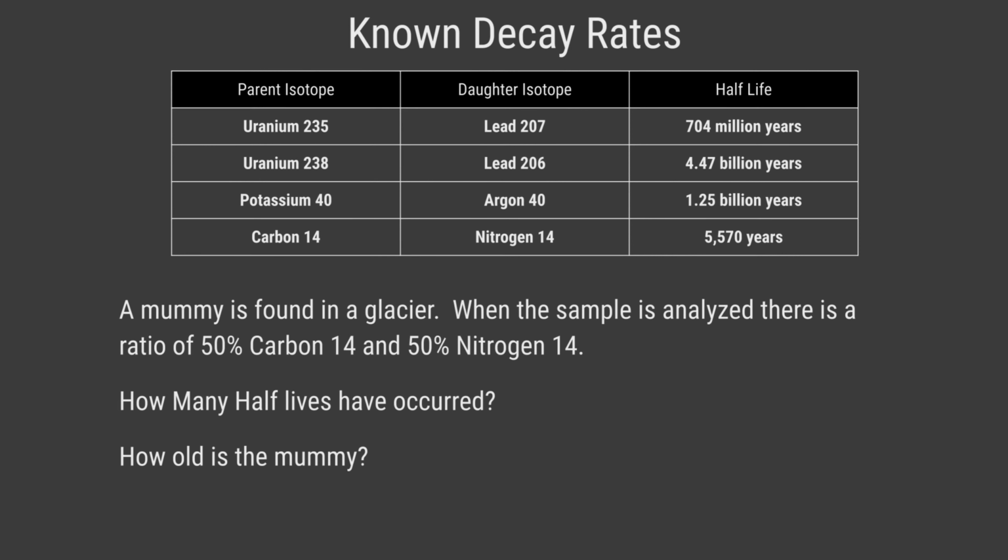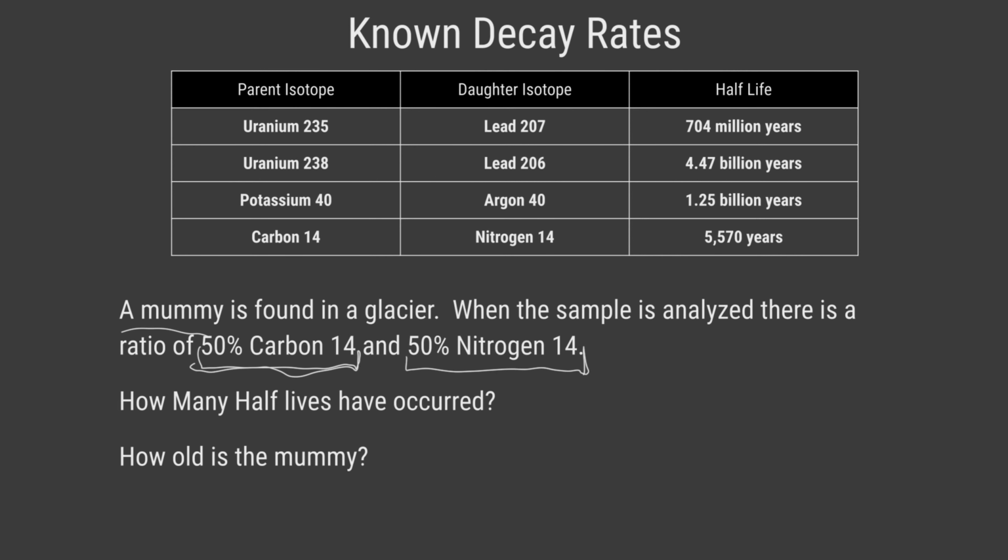But this is about how to solve these types of problems. So it says here, a mummy is found in a glacier. When the sample of the mummy is analyzed, there is a ratio of 50% carbon-14. So this is important, 50% carbon-14 and 50% nitrogen-14. So here's how we go about solving those.